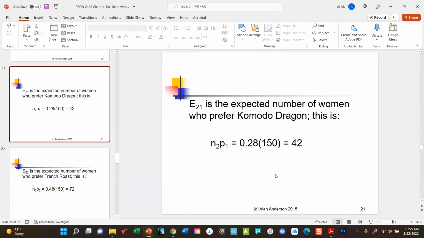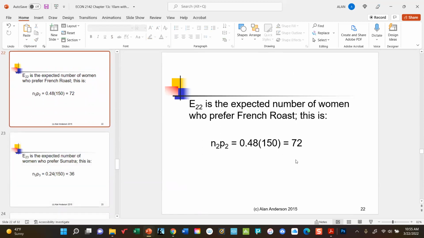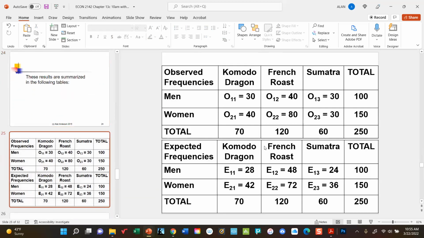For example, E21, N2 times P1. Remember, there's 150 women in that row. 28% prefer Komodo dragon in the entire sample. So that means we'd expect to find 42 women drinking the Komodo dragon, 72 women drinking the French roast, 48% of 150, and 36 drinking the Sumatra, 24% of 150. So I put them all together in a nice little table for you. And you can see they do look pretty close to each other.